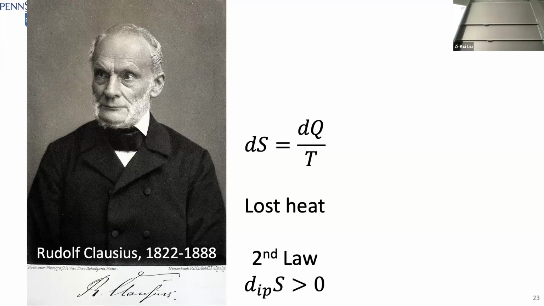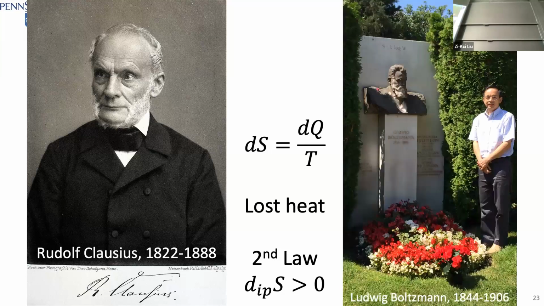Then came another genius, Boltzmann. Boltzmann said, come on, we should have absolute entropy. And as you see, S equals k log W, where k is a constant and W is the configuration. This idea is so innovative that everybody was against it.